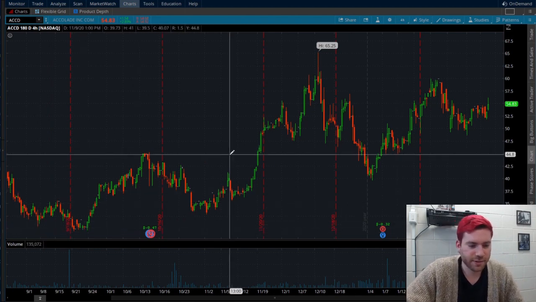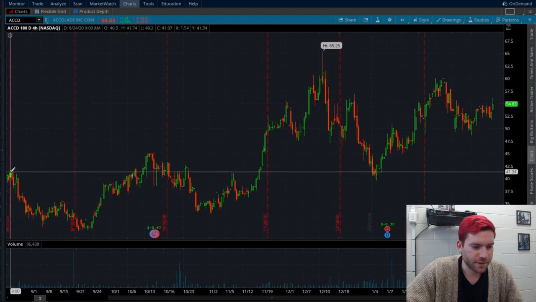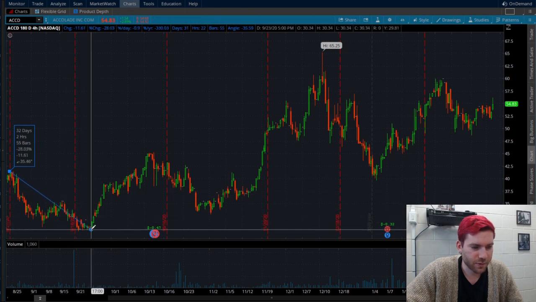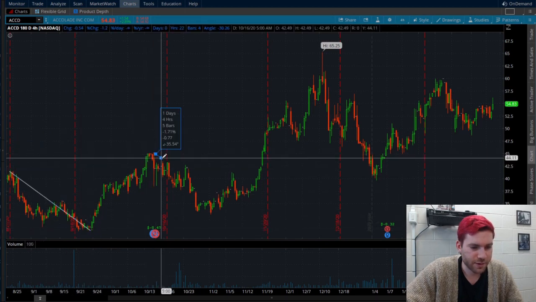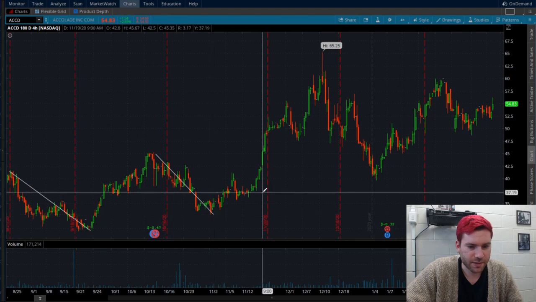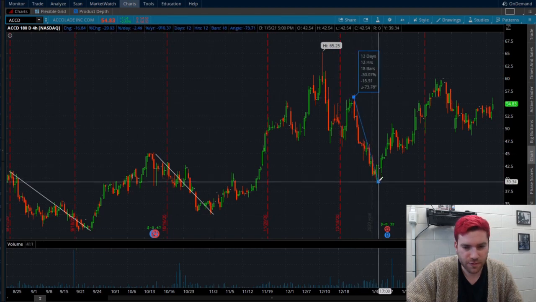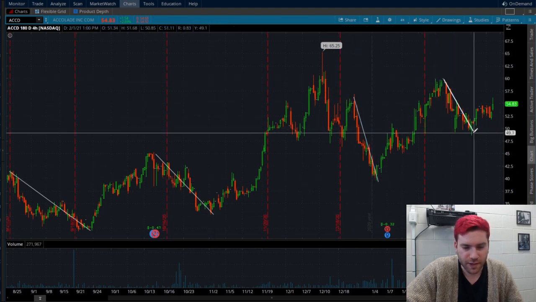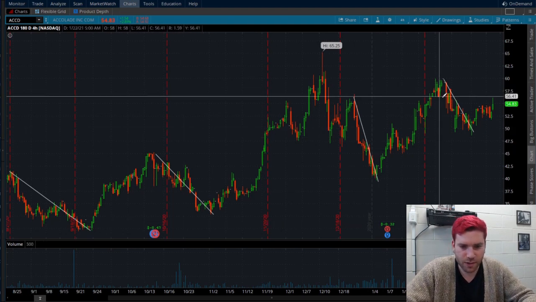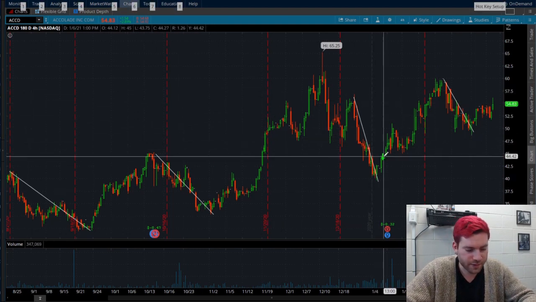Obviously, there's a trend line and some supports, but from this down to the bottom was 32 days. This down to its bottom, 19 days. This drop, 12 days. This drop, 8 days. So you can see it's getting quicker on the reversals. Every single time, it's gotten quicker.